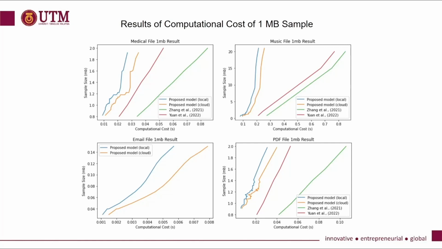So from the results, it can clearly be seen that the local side and the cloud side had a better performance than the blockchain ones. But for the email files, you can see that there is no comparison done. It was because the email files were too small to compare.